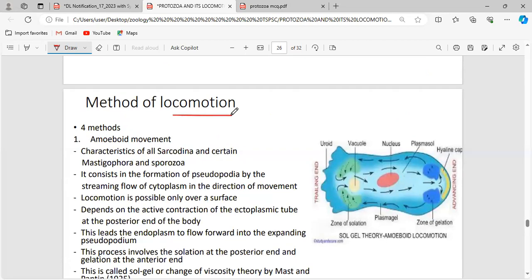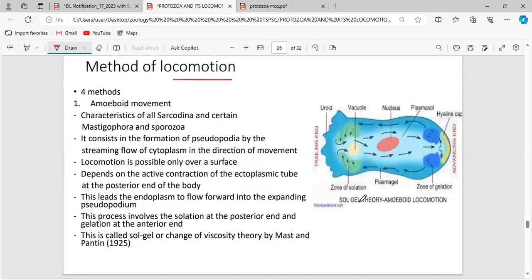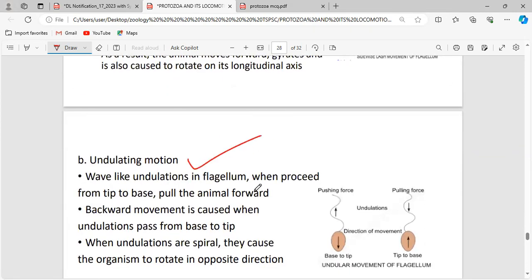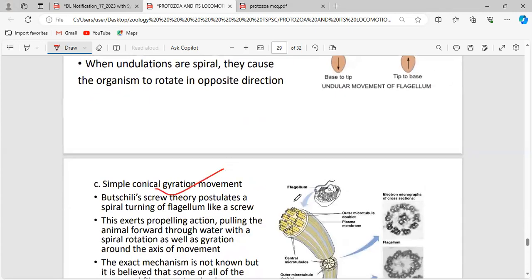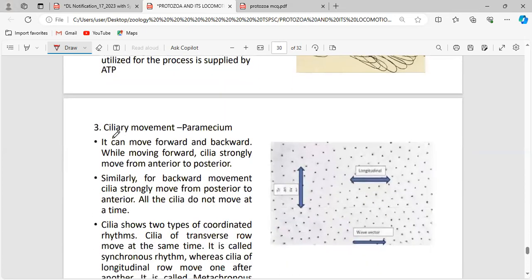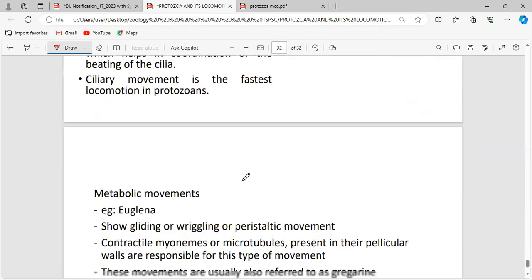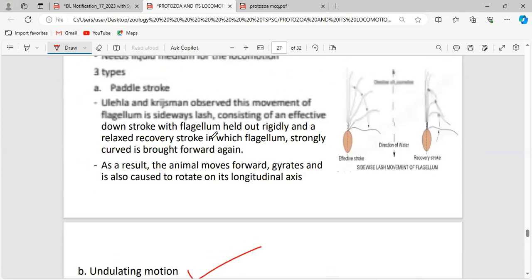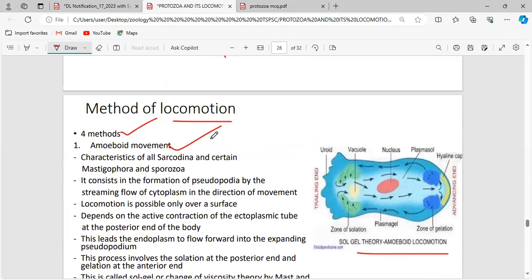The most important type of locomotion is amoeboid movement. The theory which explains this amoeboid movement is the sol-gel theory. There are 4 different types of locomotion. One is amoeboid movement, another one is flagellar movement, another one is undulating movement, and another one is ciliary movement, metabolic movements. These are all the locomotory movements.